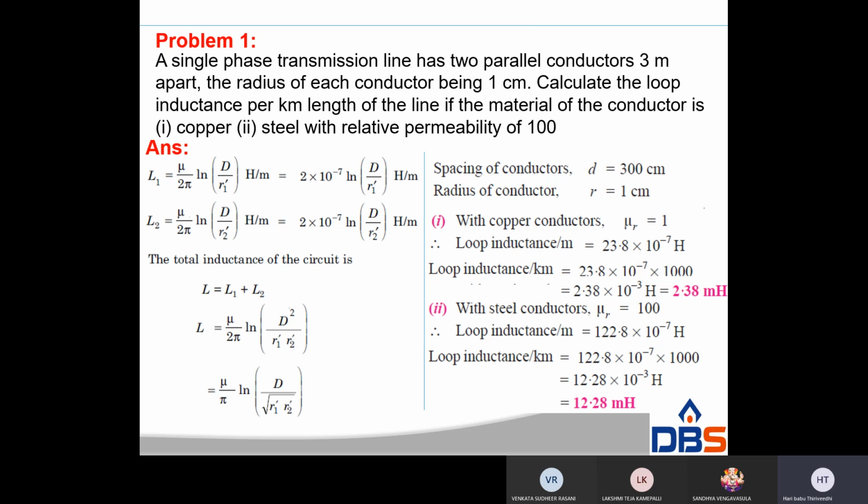A single phase transmission line. This problem is already done, no? Problem 1 is already solved, sir, in last classes. Okay, this problem was already solved in the last class, right? 2.38 millihenry loop inductance. If it is copper, do you remember?